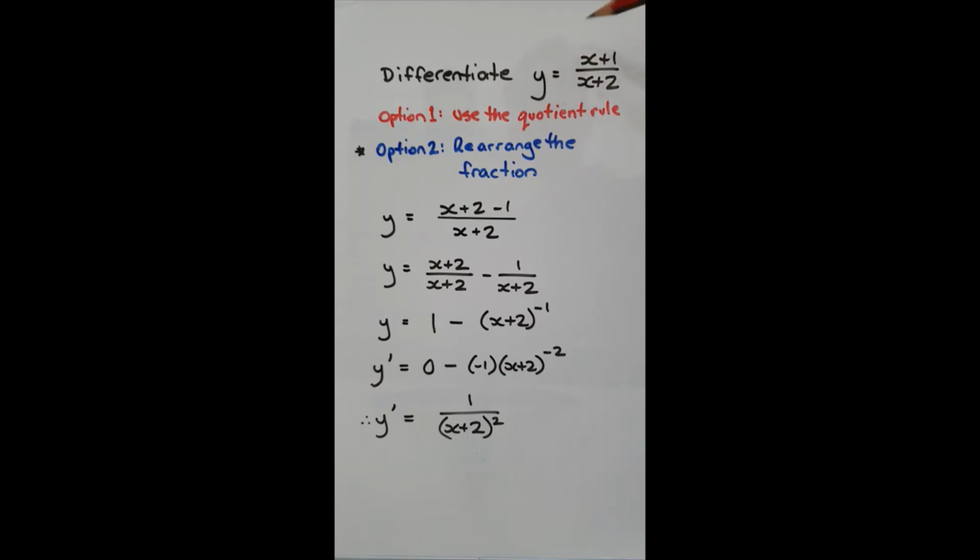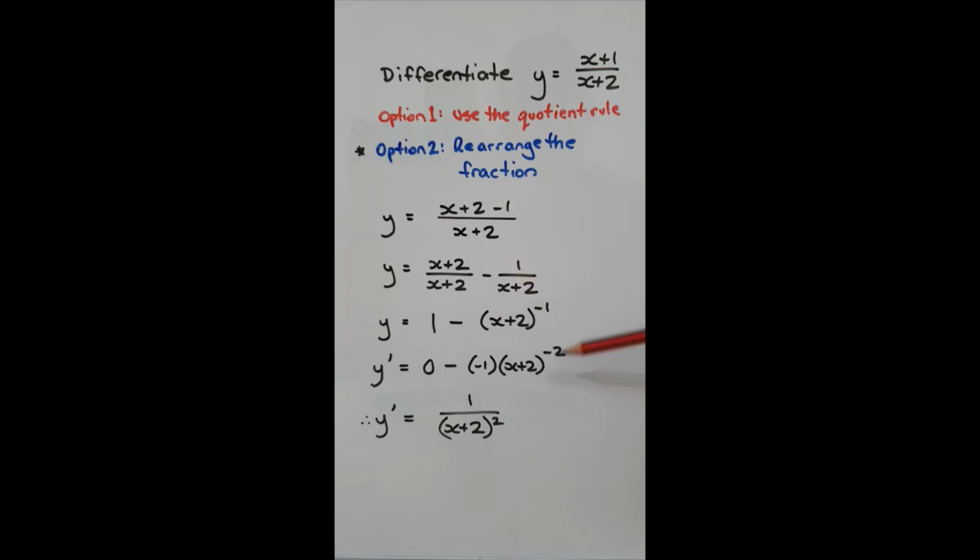y equals x plus 1 over x plus 2 can be written as y equals x plus 2 minus 1 over x plus 2. This fraction can be split up such that y equals x plus 2 over x plus 2 minus 1 over x plus 2. This simplifies to y equals 1 minus x plus 2 to the power of negative 1. So the reciprocal is expressed using a negative index.